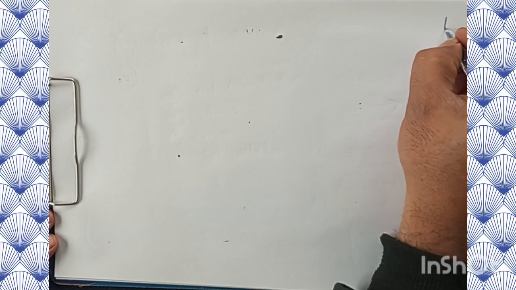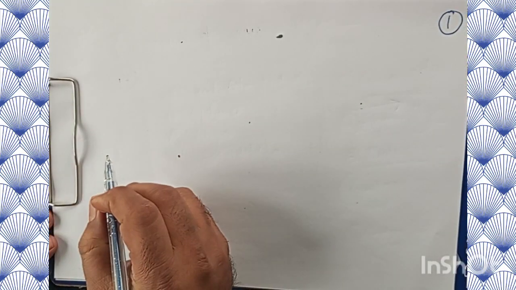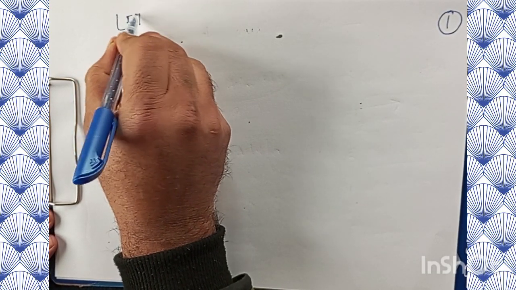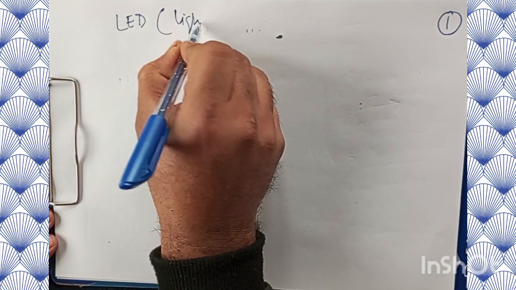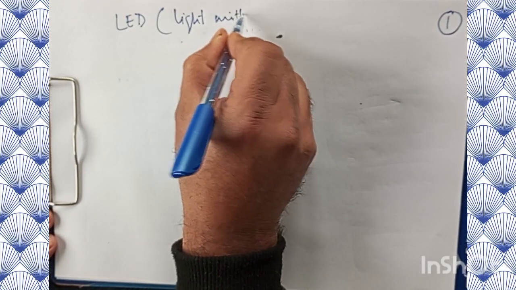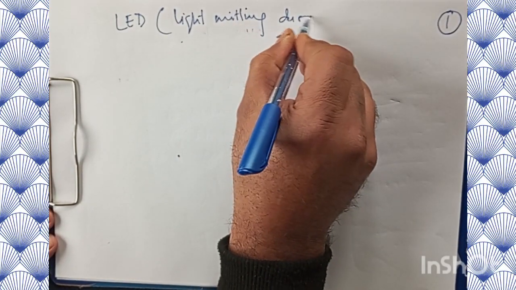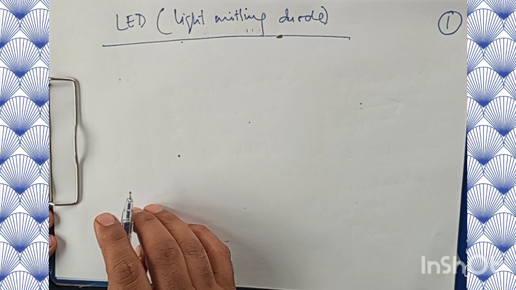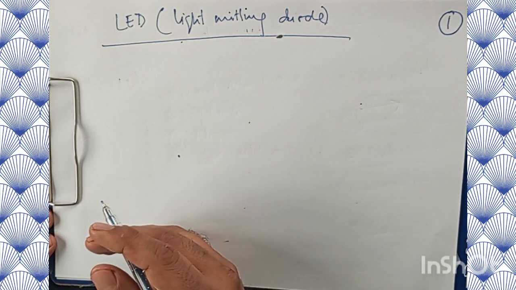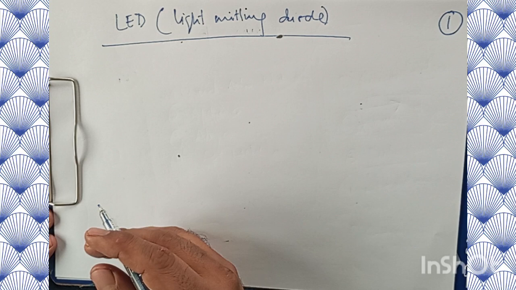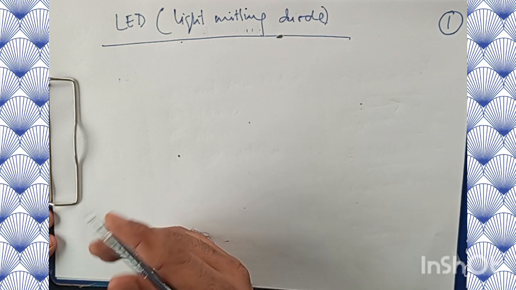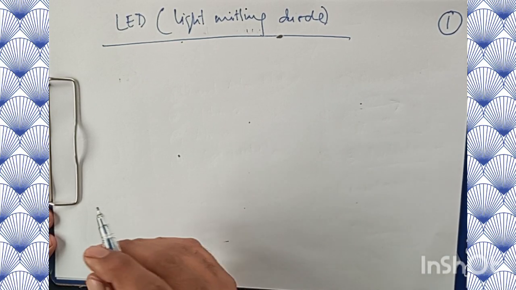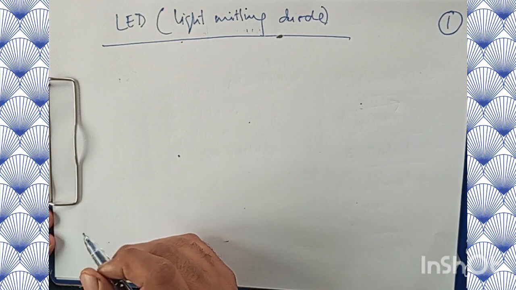Now, in this video, I'll be talking about LED, light emitting diode. All right, so this is one of the applications of PN junction where we exploit the junction and we have the output in the form of light.